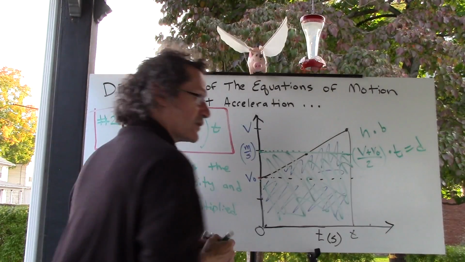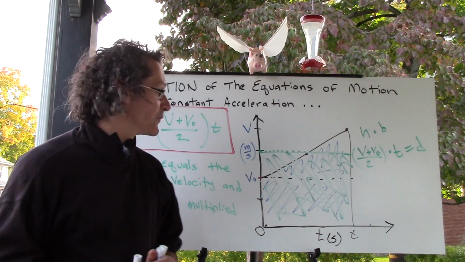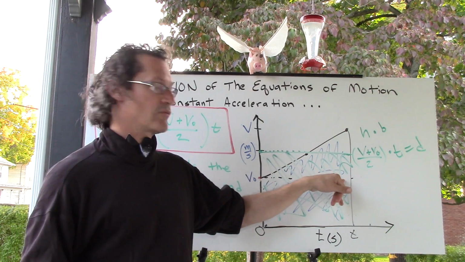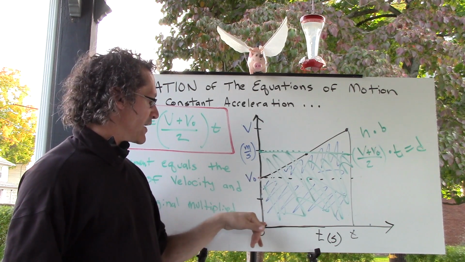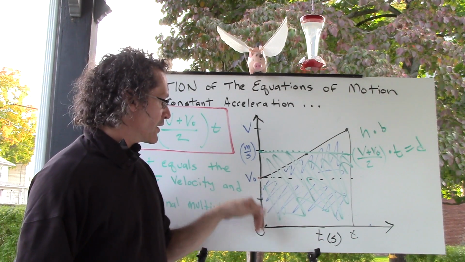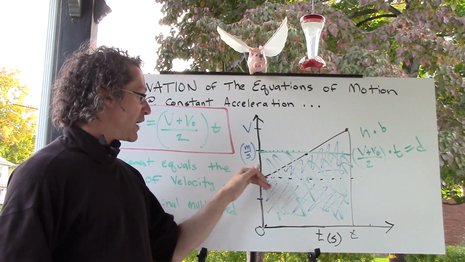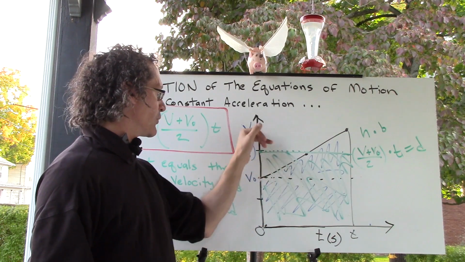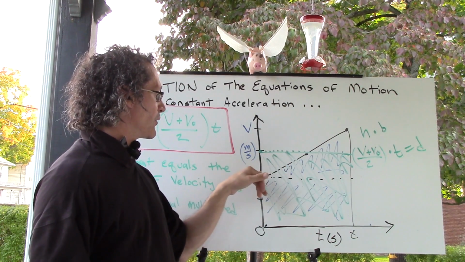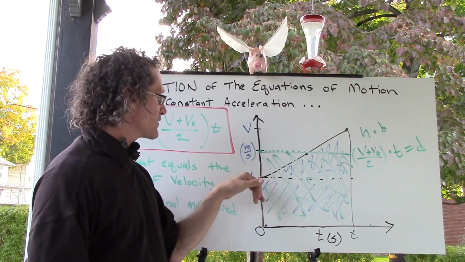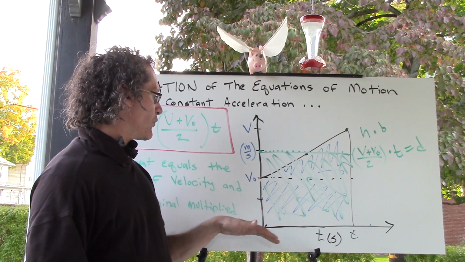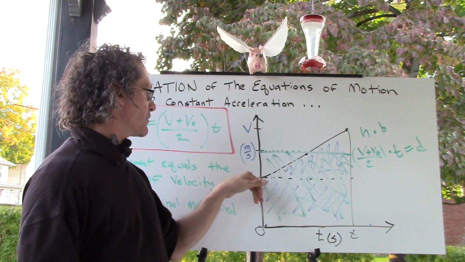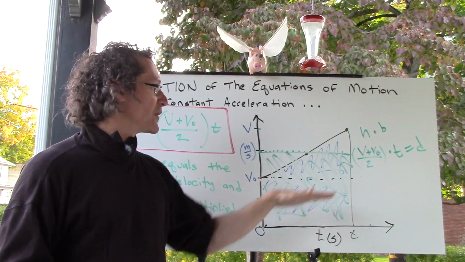You could also do this in two parts, which is totally fine as well. You could look at the area of this rectangle here. That is v naught times t, plus the area of the triangle, 1/2 base times height. Well, what's the value of this? Here, 1/2 base is time, and the height of this triangle is v minus v naught. So it would come out the same as this over here.